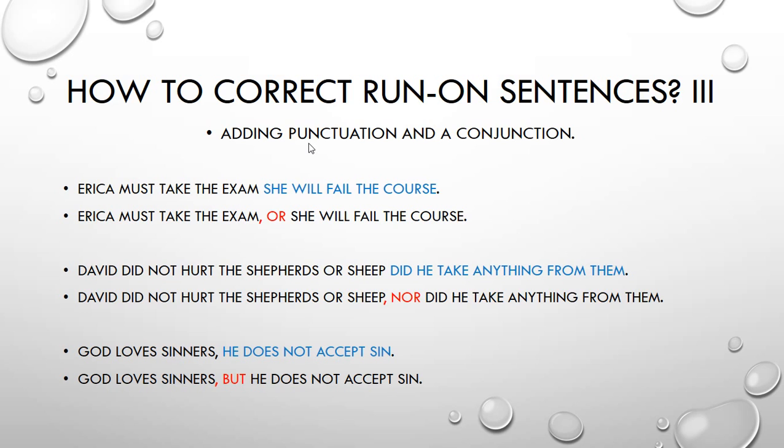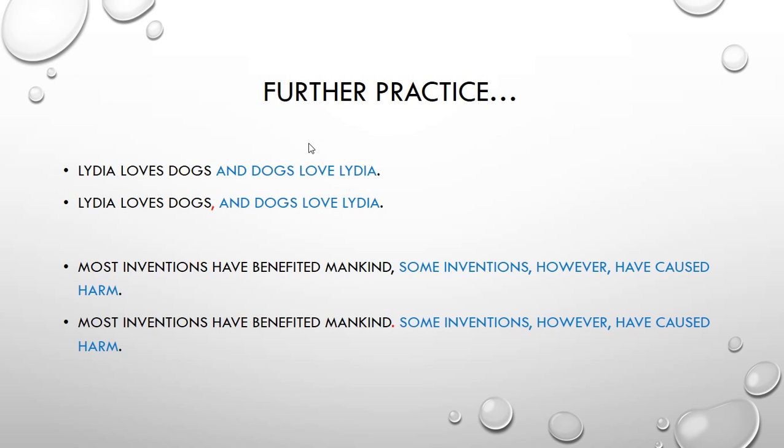In this case, we have a comma after the first sentence. So what we need is just adding the conjunction. It says, God loves sinners. He doesn't accept sin. So God loves sinners, comma, but he doesn't accept sin. So let's do some further practice. Lydia loves dogs. Dogs love Lydia. Those are two sentences. But we want to make them sound together. So Lydia loves dogs, comma, and dogs love Lydia.